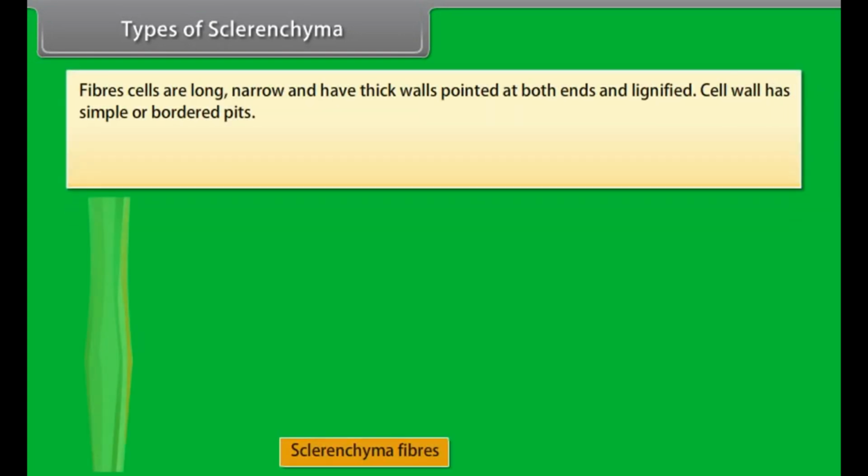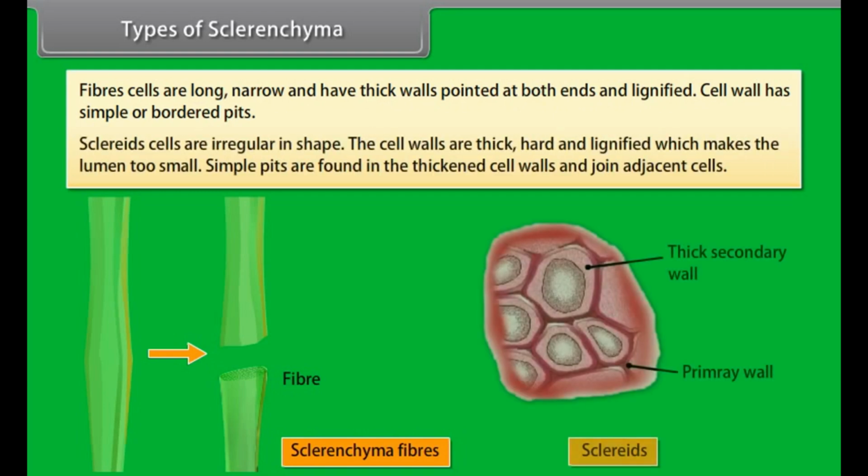Types of sclerenchyma. Fiber cells are long, narrow, and have thick walls, pointed at both ends and lignified. Cell wall has simple or bordered pits. Sclereid cells are irregular in shape. The cell walls are thick, hard, and lignified, which makes the lumen too small. Simple pits are found in the thickened cell walls and join adjacent cells.